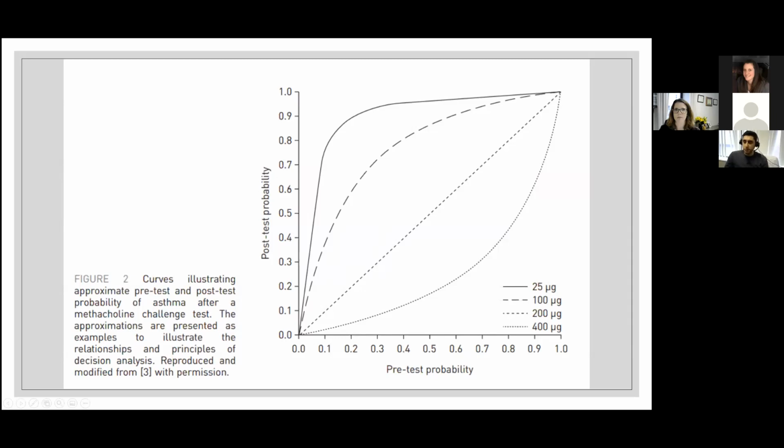For example, if you take the PD20 of 25 mics, you can see that for any given pretest probability, we'll say 0.3, the post-test probability is significantly higher compared to that of a patient who has a PD20, let's say, of 400. And this gives a good graphical representation of how pretest probability is factored in when obtaining PD20 or PC20 results, and how that all needs to be looked at and assessed together when making a clinical diagnosis of asthma.